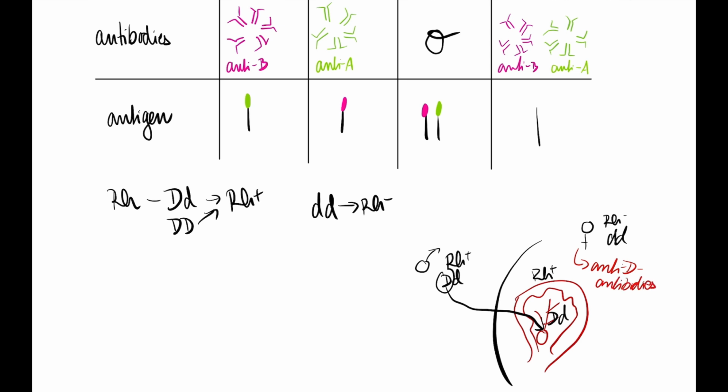So these antibodies are preserved in the blood of the mother, and if there is another pregnancy, then these antibodies can attack the erythrocytes, the red blood cells of the second child, causing them to hemolyze, and then the child can die because of hypoxia and not enough oxygen present in his body. So that's why it's such a huge issue.